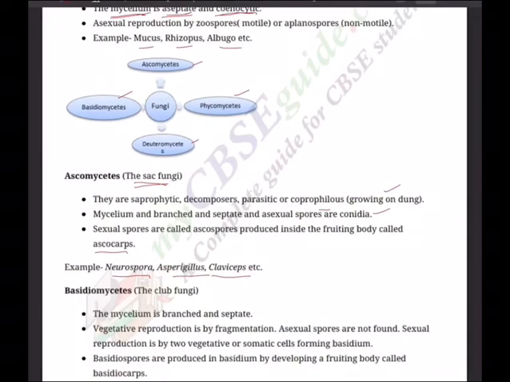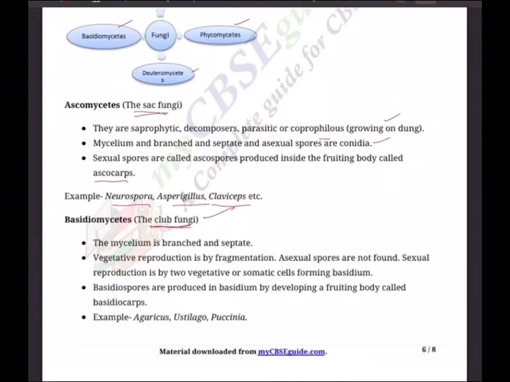Next, basidiomycetes. Basidiomycetes are called club fungi. Again, you must remember this name. In many of the NEET exams, they will ask this question. The mycelium is branched and septate. Vegetative reproduction is by fragmentation. Asexual spores are not found. Sexual reproduction is by two vegetative or somatic cells forming a basidium. Basidiospores are produced by the basidium, developing a fruiting body called basidiocarp. Examples, Agaricus, Ustilago, and Puccinia.